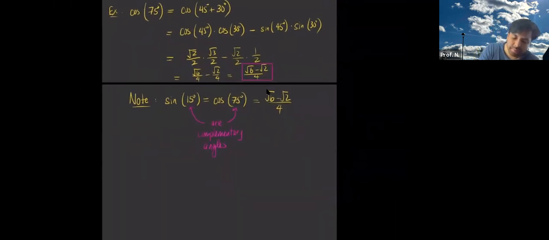Okay, great. Now, how do I do this? How do I do cosine of 195 degrees? I need to find two angles that add up to 195 degrees that I would know the values of. So 195. What adds to 195 or subtracts to 195 that I know the values of?